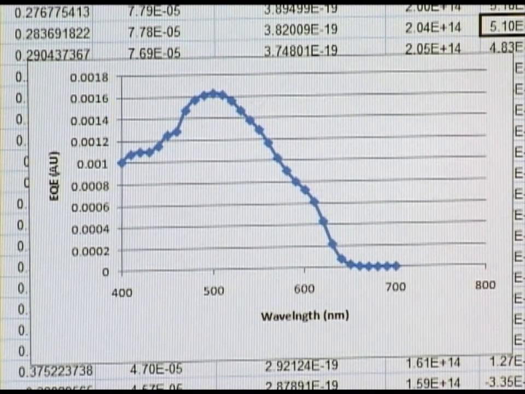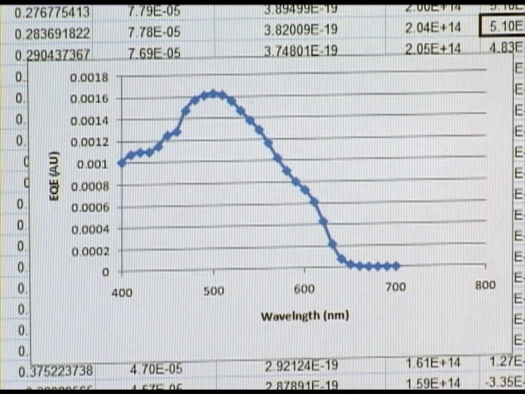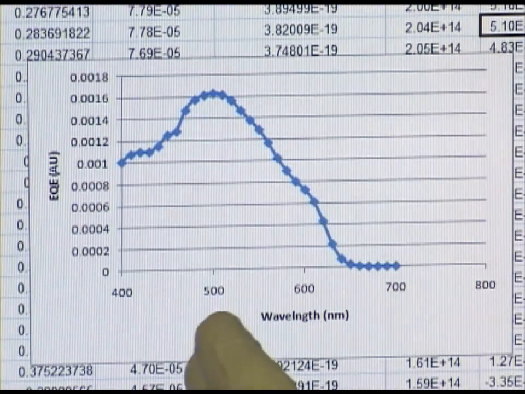For these particular devices where we have ITO spin-coated with PEDOT:PSS, spin-coated with a bulk heterojunction blend of polyhexylthiophene and PCBM and some top contact like aluminum, we should expect anywhere from as low as 50% to as high as maybe 80% or more external quantum efficiency at the peak wavelength, which for these devices should be in the 500 nanometer range.